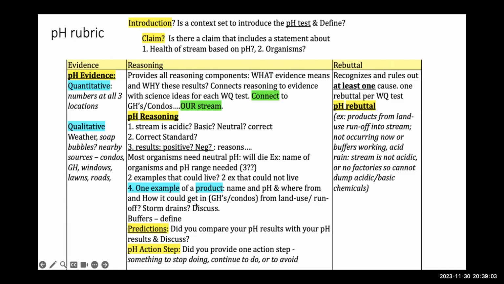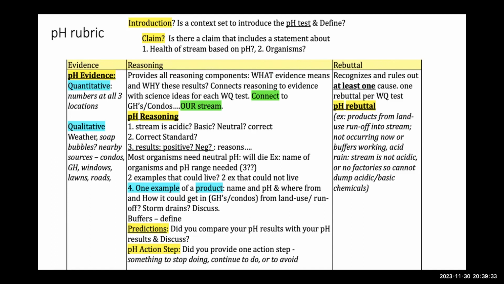If they're going to talk about their product, so let's say that they got a basic pH for their data, I would want them to talk about a product that's basic that they think could have gotten in. So basically, I'm just giving points for each of these. I don't have points on here. And I know Joe's going to share a general rubric for assessing explanations next time.